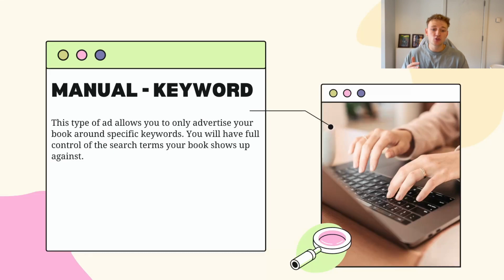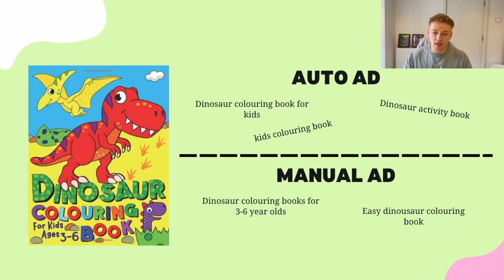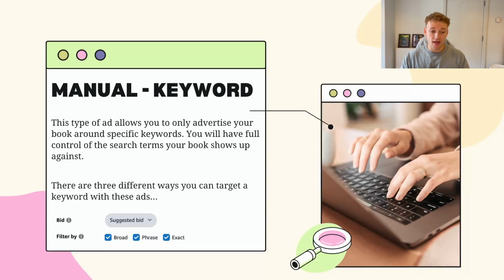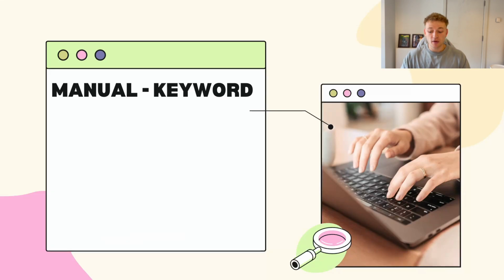You therefore have full control of the search terms that your book shows up against, kind of like I showed you in this example here. Now, there are 3 different ways that you can target a keyword with these ads, and you've probably seen these before if you have any sort of experience with keyword ads. You have a broad match, a phrase match, and also an exact match. Now, what do all 3 of these things do?